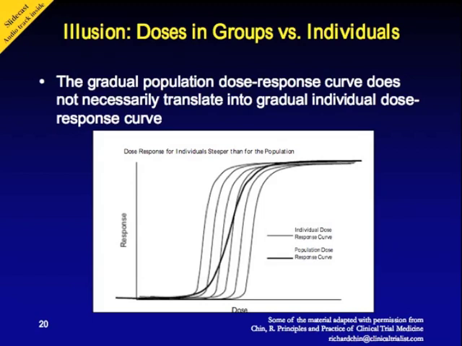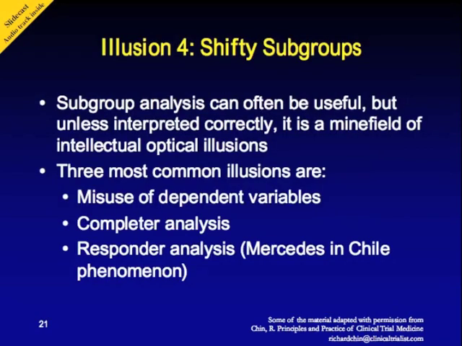The fourth type of cognitive optical illusion is subgroup analyses. And subgroup analyses are done very, very commonly, but really without understanding or appreciating how treacherous they can be. So the three main types of issues you can run into with subgroup analyses, and there are many, but the three main ones are using a dependent variable, using a completer analysis, and using a responder analysis.